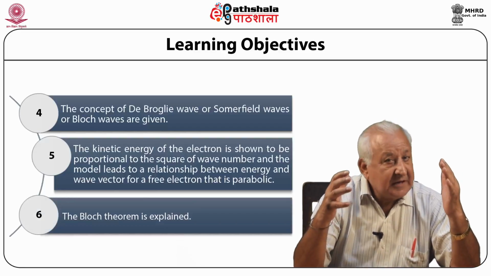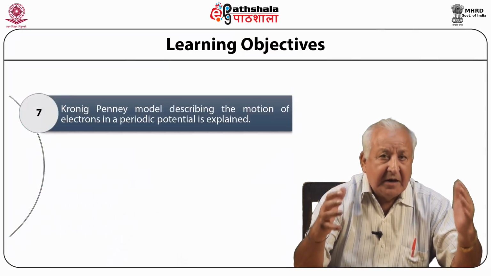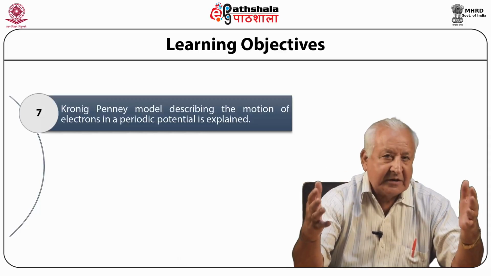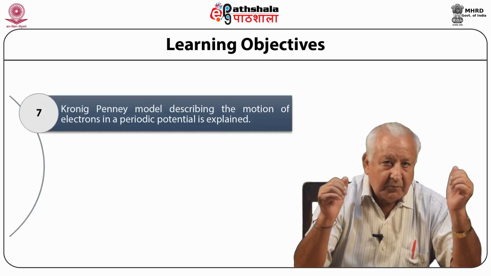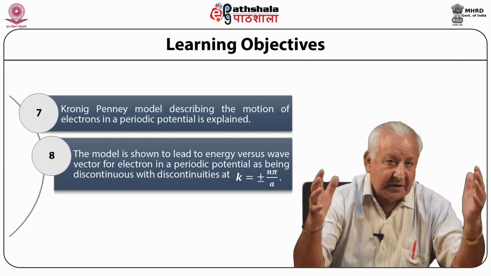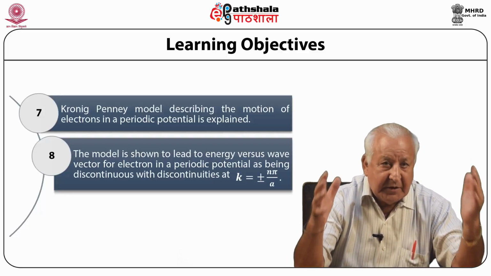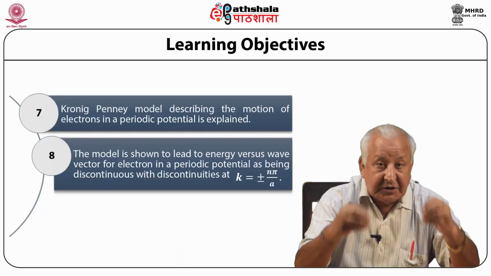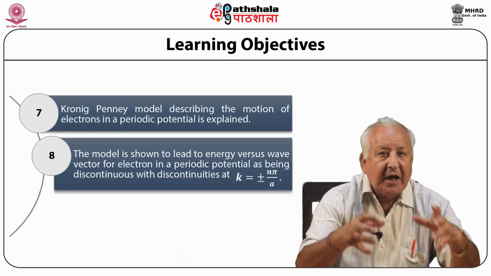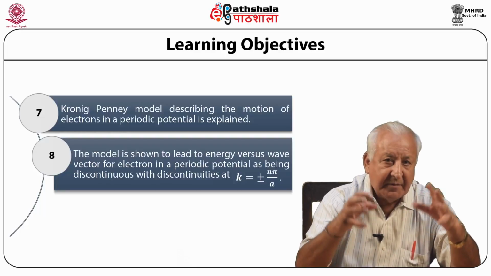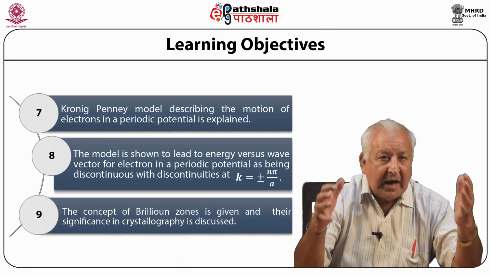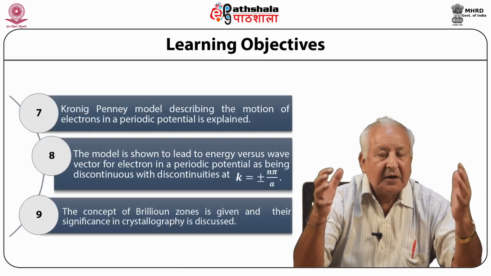The Bloch theorem is explained. The Kronig-Penney model describing the motion of electrons in a periodic potential is explained. The model is shown to lead to energy versus wave vector for an electron in a periodic potential as being discontinuous, with discontinuities occurring at k equal to plus minus n pi by a. The concept of Brillouin zones is given and their significance in crystallography is discussed.